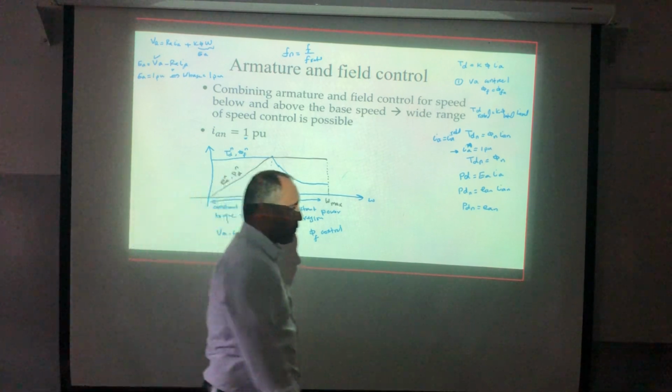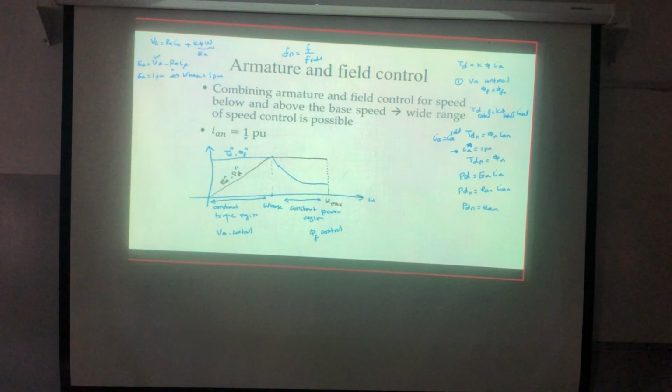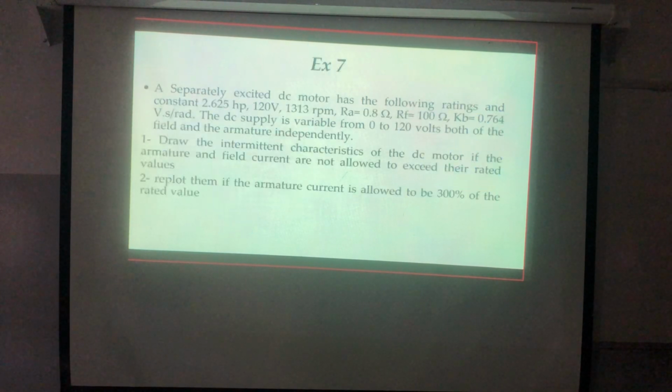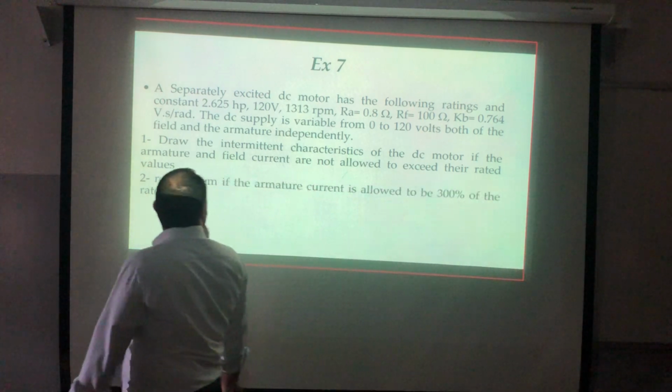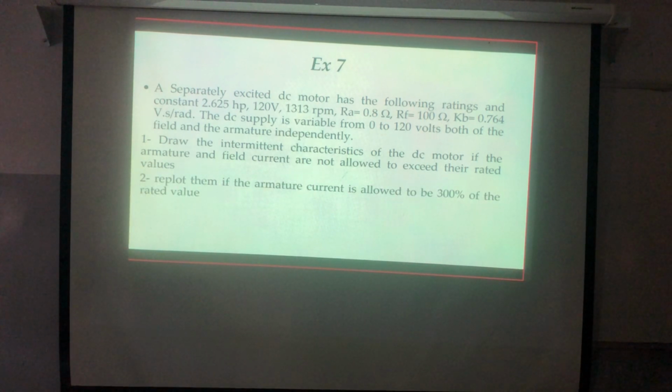Good. So let's take a numerical example. Simply here I have a separately excited DC machine, which has the following rating and parameters. I'm giving you all the information you need. Now, I need to plot all the characteristics, which are the flux, the torque, the back EMF, and the power developed, if the armature and the field current are not allowed to exceed their rated values.